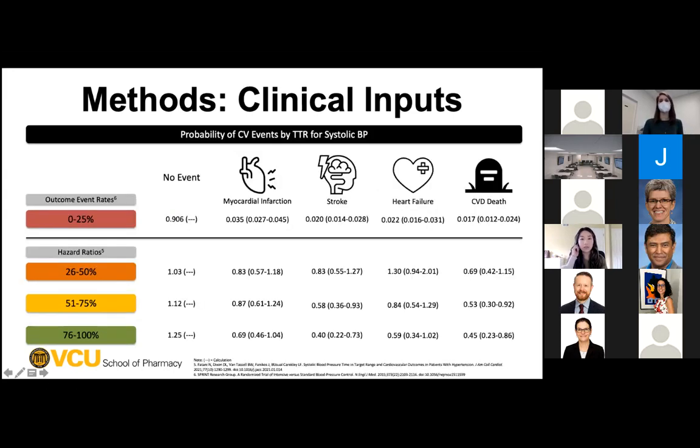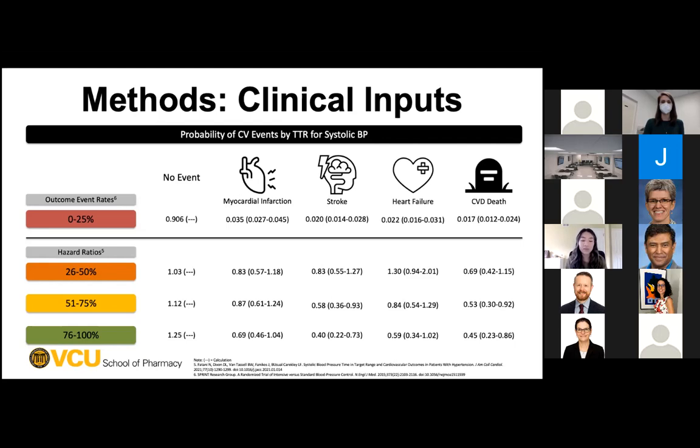Then for more clinical inputs, this was the probability of CV events by TTR for systolic BP. So the outcome event rates of patients in TTR for systolic BP 0 to 25% were taken from the SPRINT trial. And then the hazard ratios of patients in TTR for systolic BP for the other 3 ranges were taken from the study by Fatani et al. And just by looking at the base case values, you can see that the patients within the 0 to 25% range had a much higher chance of experiencing a CV event compared to those within the 76 to 100% range.